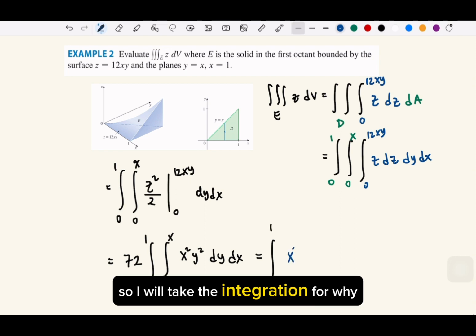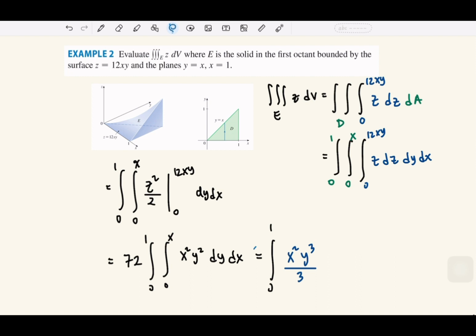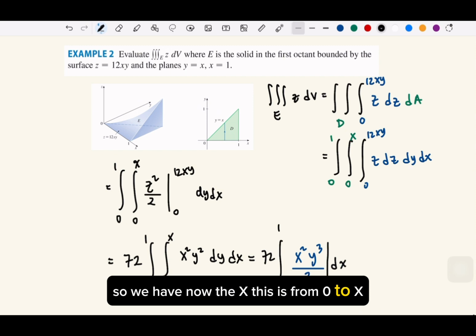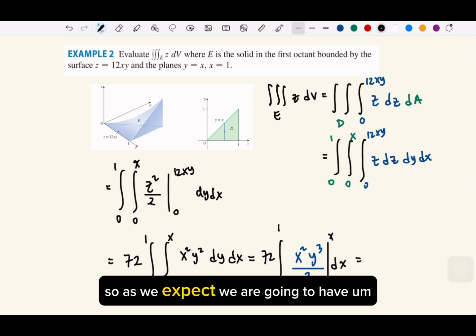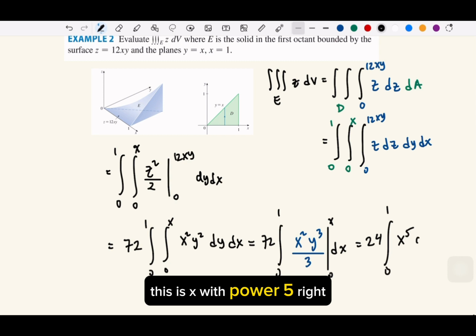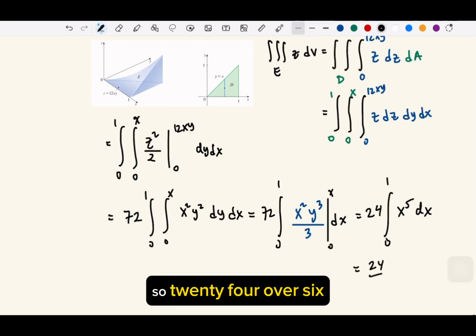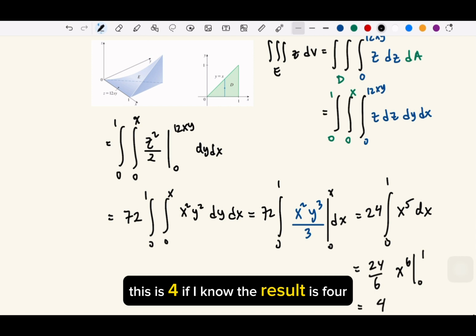So I will take the integration for y. This is 1 over 3. Oh, I forgot the... This is 72. So we have now the x. This is from 0 to x. So as we expect, we are going to have the final result, which is all in x variable. This is 24. This is x with power of 5, right? So 24 over 6. This is x. This is 4. Okay, final result is 4.